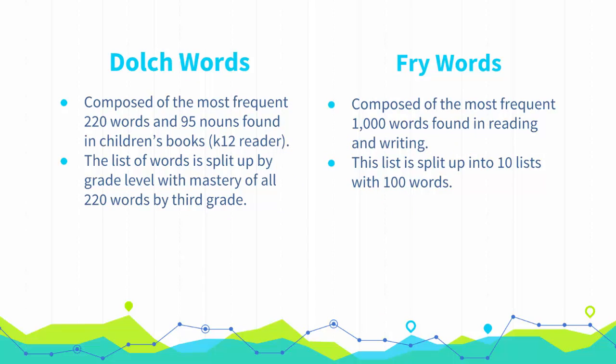There are two common lists used when teaching sight words: the Dolch word list and the Fry word list. Both lists contain words frequently found in text and have slight variations. Dolch words are composed of 220 words and 95 nouns, while the Fry word list is composed of the most frequent 1,000 words found in text.